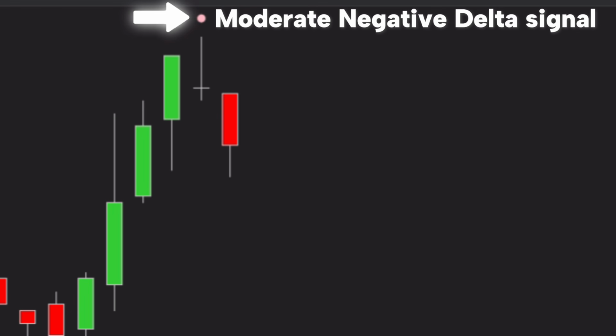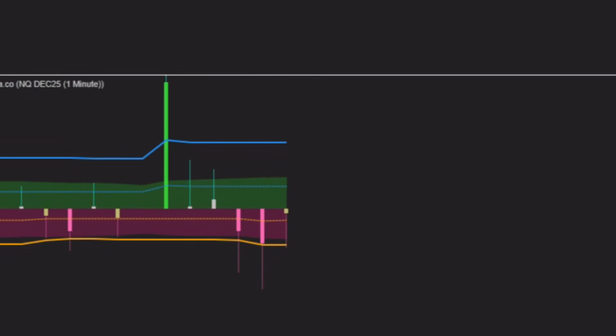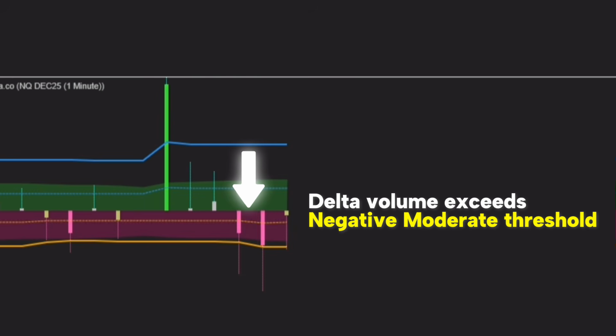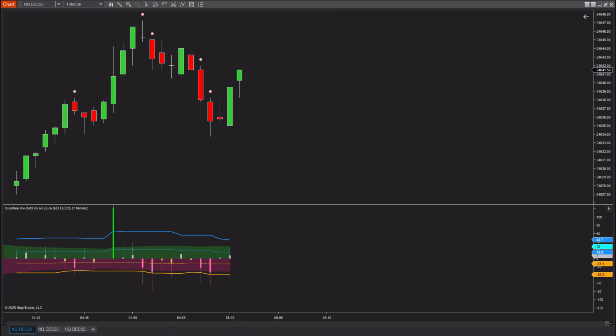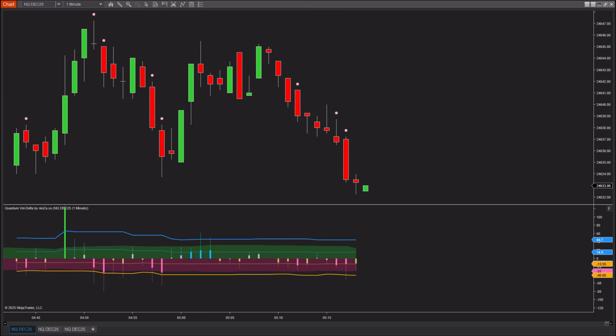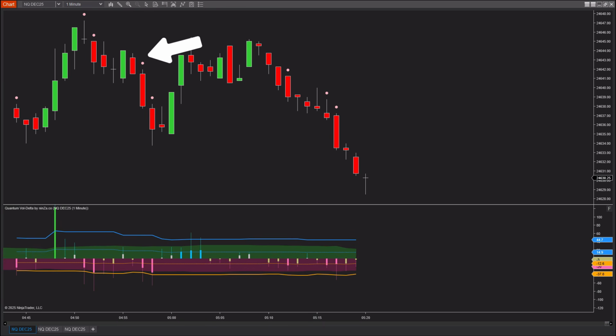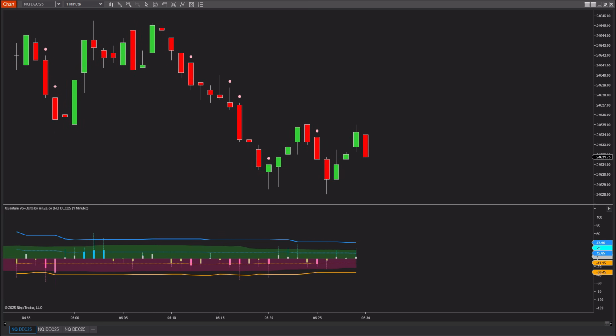Next, we've got the moderate negative delta signal. This signal tells us that selling pressure has started to show up in the market. You'll see it appear on the chart more often than the strong negative signal, because the condition for it is easier to meet. Specifically, it shows up when the delta volume of a candle drops and goes below the negative moderate threshold. Even though this signal doesn't mean the selling pressure is at its strongest, if you start to see it showing up repeatedly on the chart, that's something you should pay attention to. It tells us that selling pressure is building up, and there's a high chance the market is shaping into a stronger downtrend.